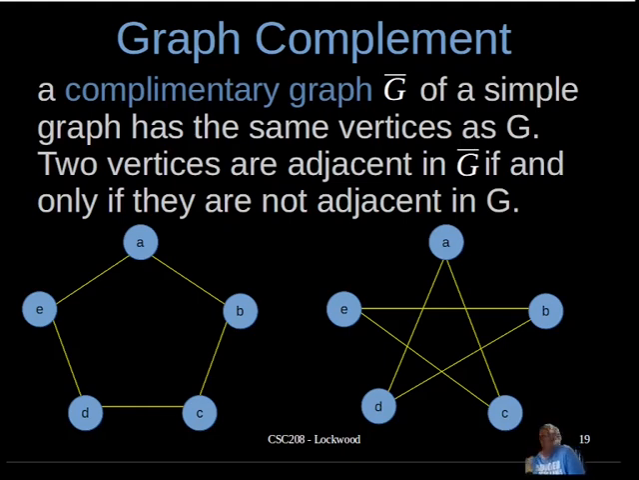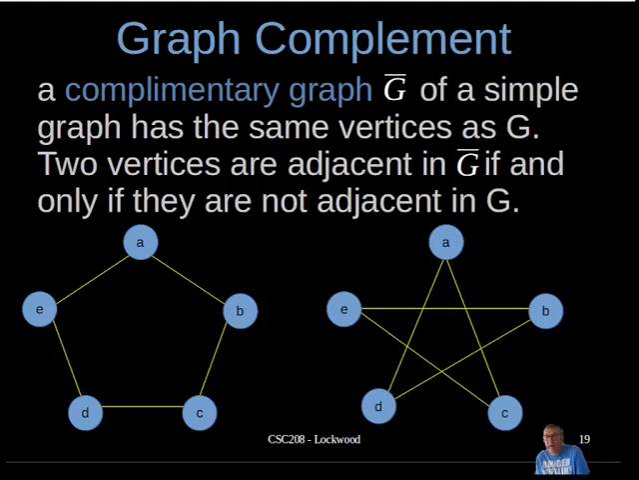The graph complement is interesting. A complementary graph, G bar, of a simple graph G has the same vertices as G, and 2 vertices are adjacent in G bar if and only if they're not adjacent in G. So you can think of it that way. What that definition says is you have to think of every possible connection between each of the nodes. And if it's in the original graph, it's not in the complement, and vice versa.